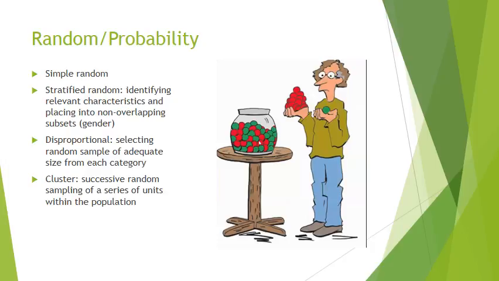Next is a cluster sample, and this is successive random sampling of a series of units within a population. So again, using NSU and our ODT program as an example, if we were to do a study on the males in the ODT program, we may have to go to other NSU campuses in their OT programs to get a larger sample of males.